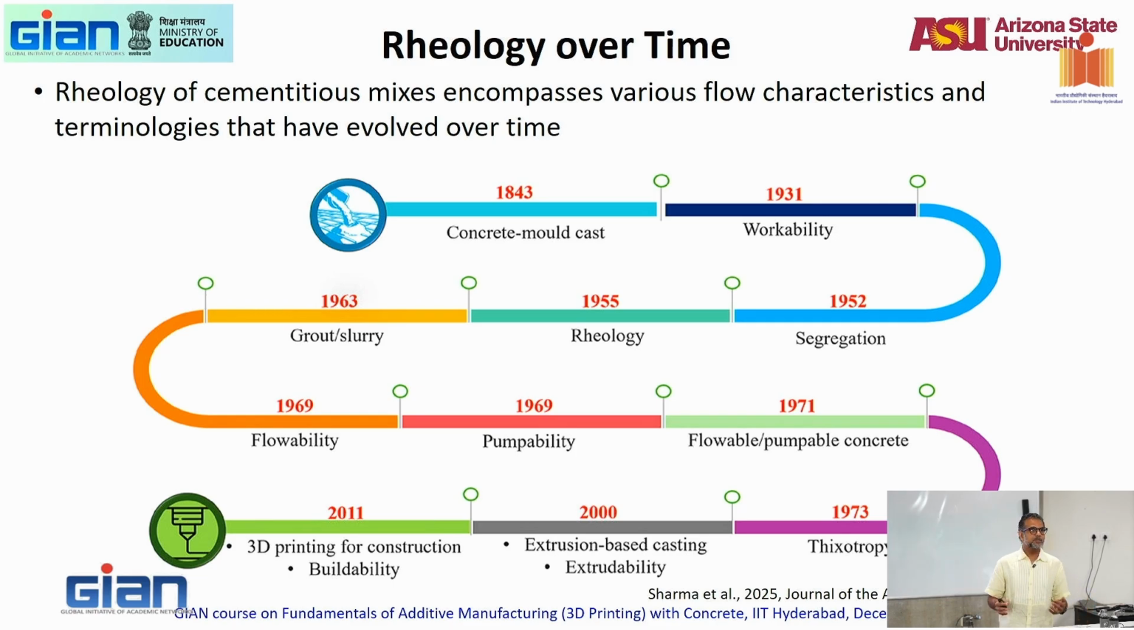The grouts and slurries were developed, which relied a lot on rheology, because if you want to pump something in, if you want to spray something in, it's all the rheology of that material that's important. Flowable, pumpable concrete became a thing in the 70s. Self-consolidating concrete picked up in the 90s. And then thixotropy, which we'll see what thixotropy is, was defined in the 1970s. Extrusion-based casting, pultrusion, all of those technologies came up in the late 90s, 2000s. And then 3D printing for construction, buildability in the 2010s.